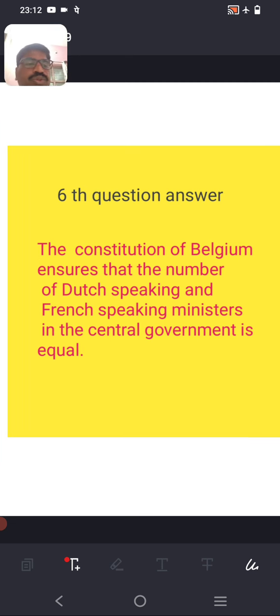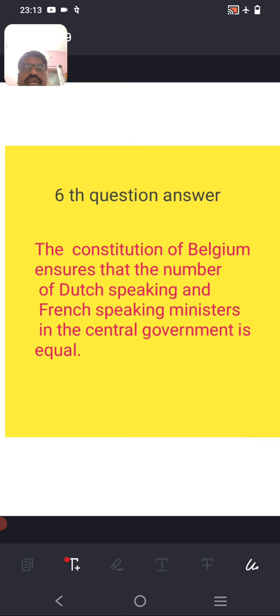When it comes to the sixth question, the sixth question is state any one step taken in Belgium to rule out the problem of regional differences and cultural diversities. The answer for this question is the Constitution of Belgium ensures that the number of Dutch speaking and French speaking ministers in the central government is equal.